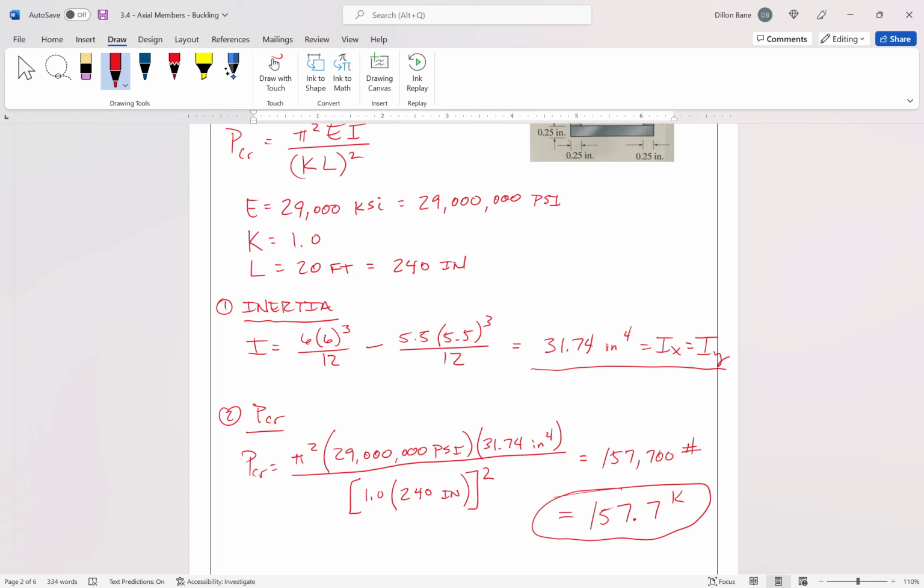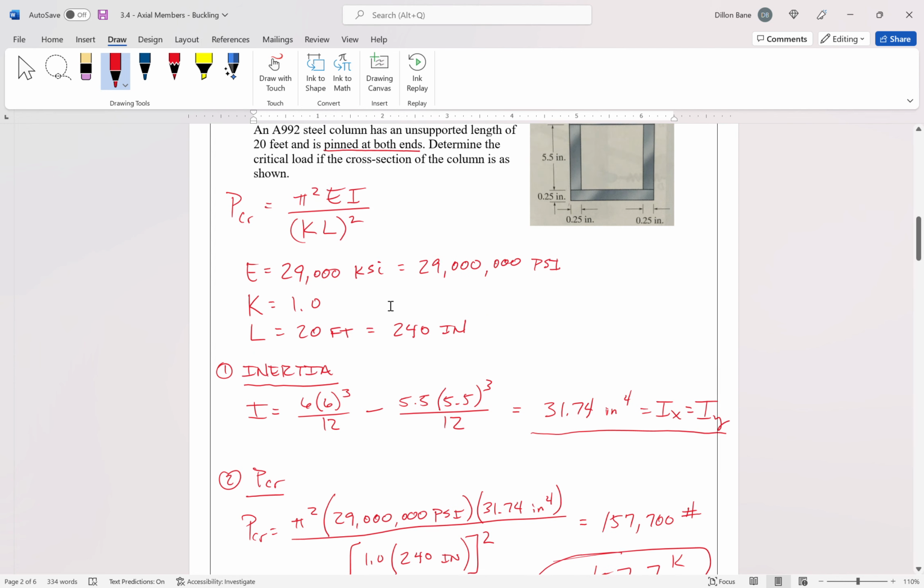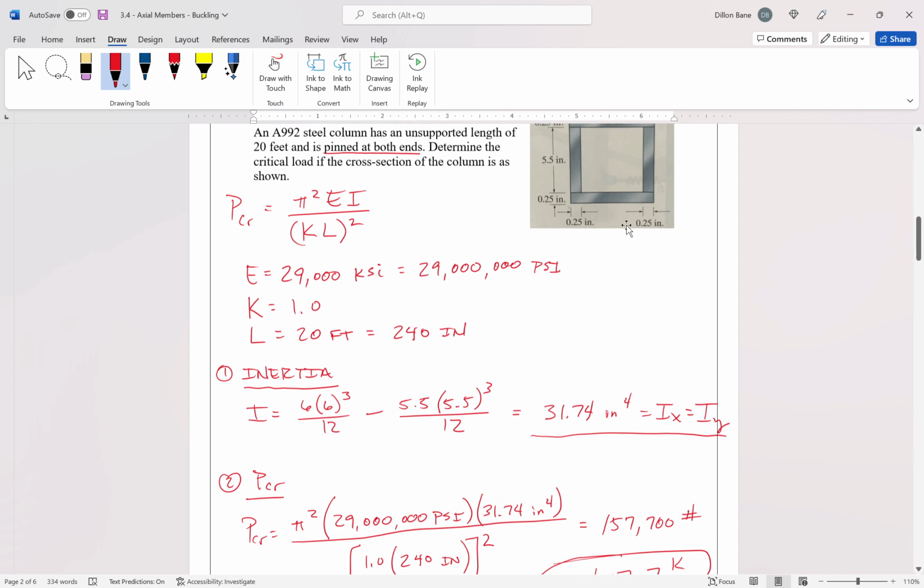It's going to take 157,000 pounds to buckle this 20-foot steel column, 6x6 with 1/4 inch wall thickness.